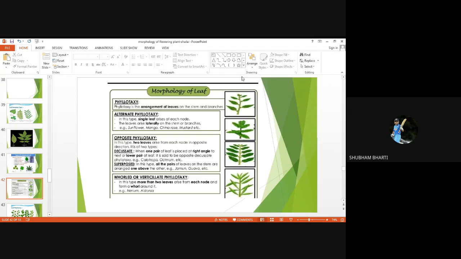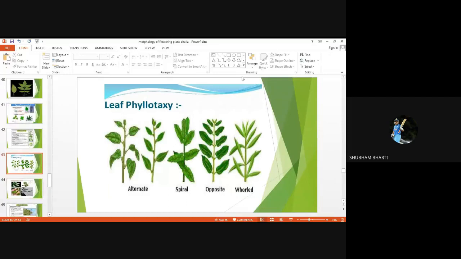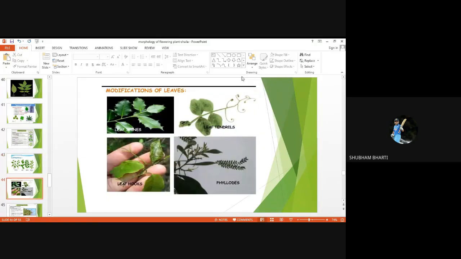And next one is the whorled, sorry, verticillate phyllotaxy. In this type of phyllotaxy, more than two leaves arise from each node and form a whorl around it. For example, nerium. And this is the alternate phyllotaxy, and spiral, opposite, and whorl. So this is about the phyllotaxy.